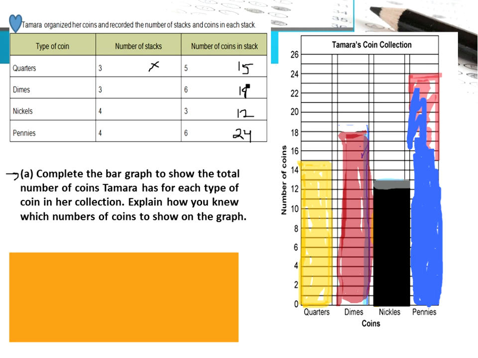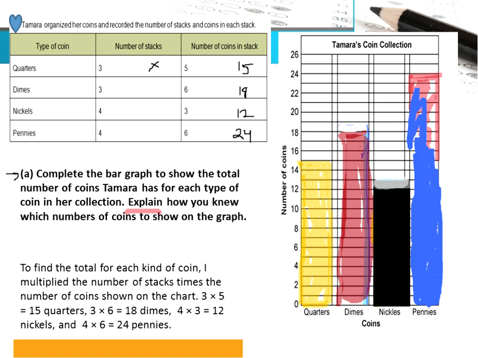Okay. So the next thing is, don't forget, it says explain how you knew which numbers of coins to show on the graph. So again, I'm going to go back to Roxanne. She said she took the number of stacks and she multiplied the number of coins. And I would have them write this out or verbally tell you, and this is the example that they're looking for right here.